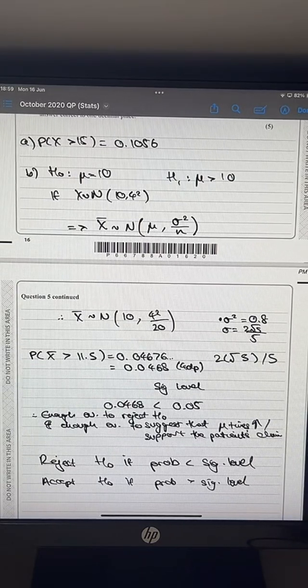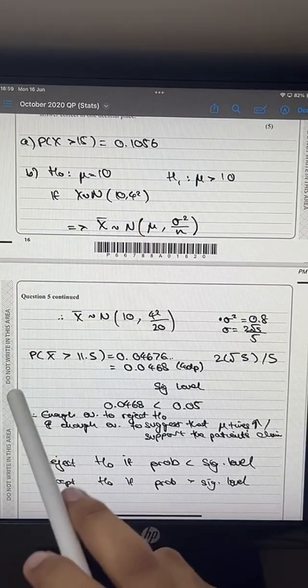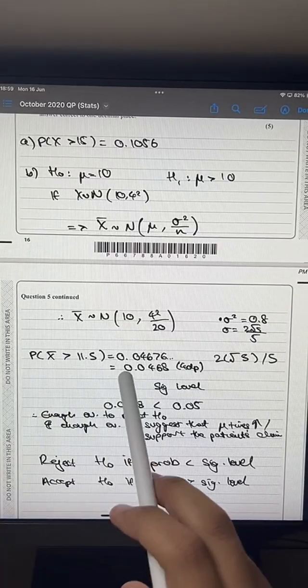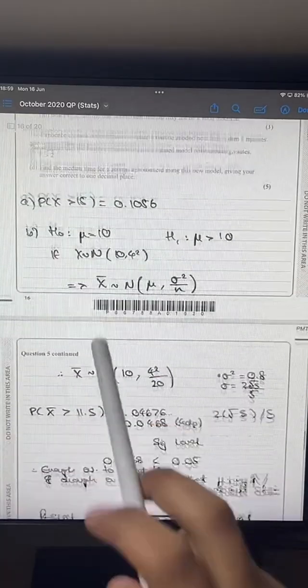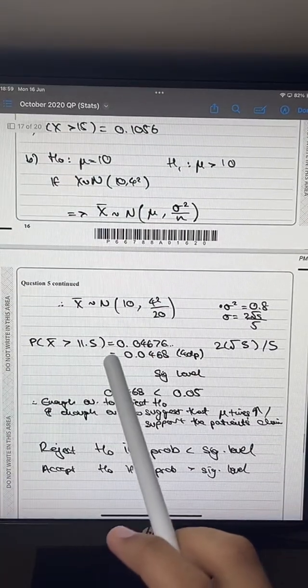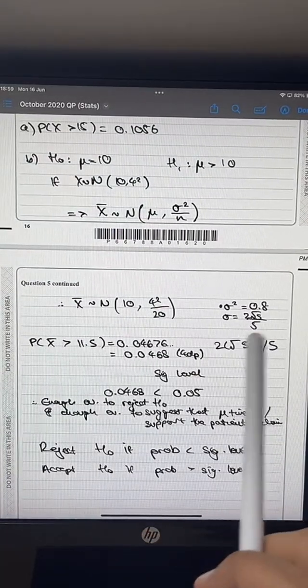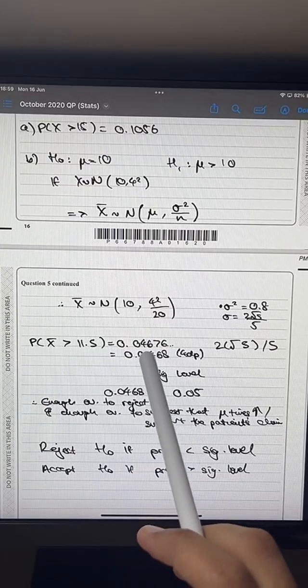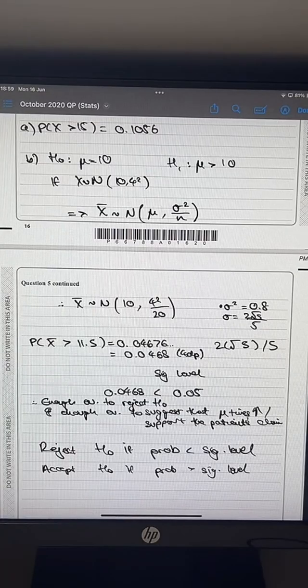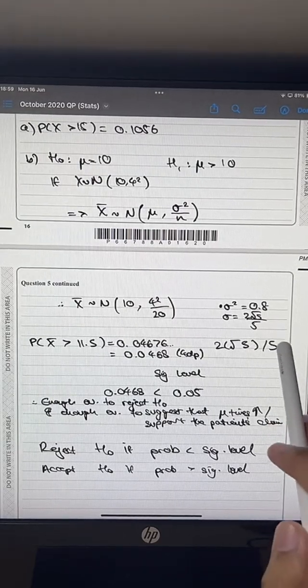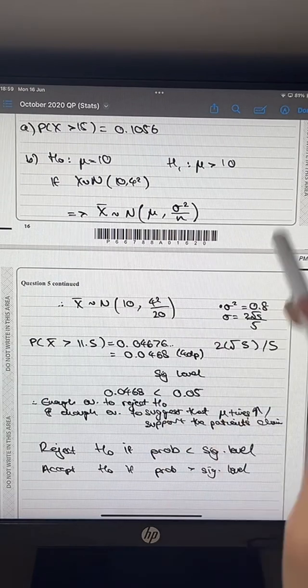So now, like I do with a normal hypothesis test, I find the probability that x is greater than 11.5. Why am I taking 11.5? That is how much they've observed it to be. So that is greater than 11.5. I put the values into my calculator and I get 0.04676 and so on, which is that to 4 dp. The lower bound is 11.5, the upper bound is basically infinite, so 99999. My sigma, I put in exactly like this, and my mu is just 10.